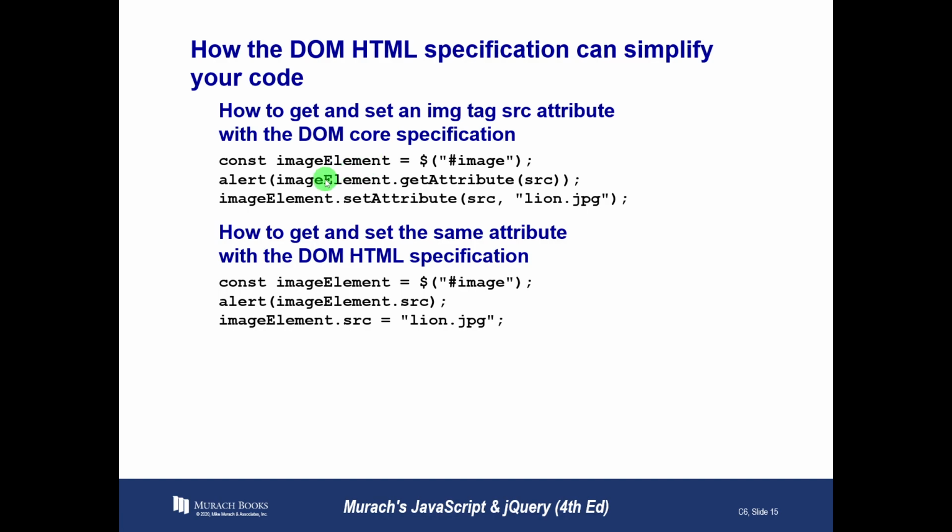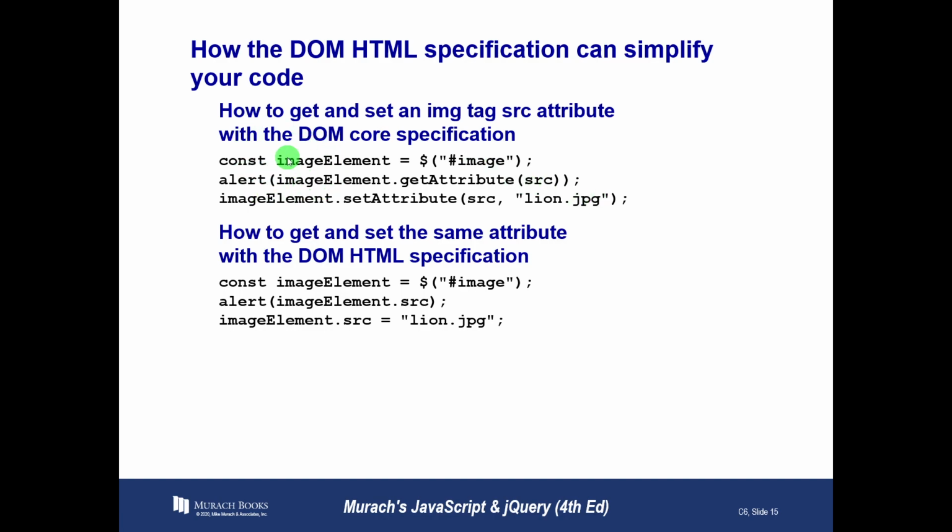And then we're getting the image element, and we're getting its attribute. We're looking for its source and alerting that, showing it to the user. But then we're going to use the image element and do set attribute. We're going to set the source to lion.jpg. So whatever it was before, now it's pointing to the file lion.jpg for the source for that image.